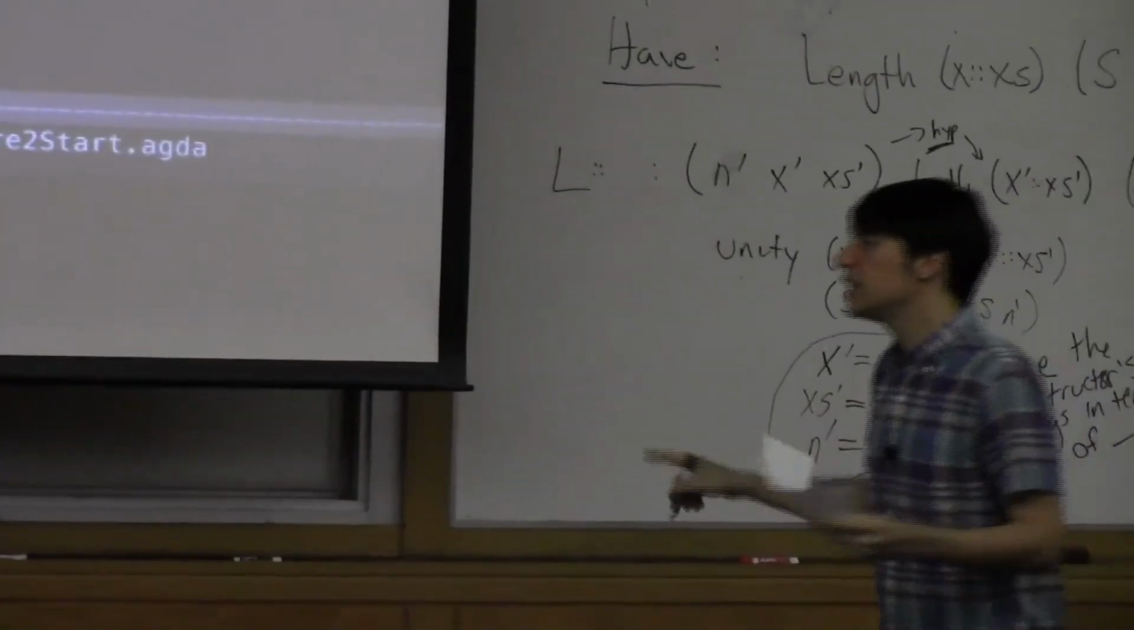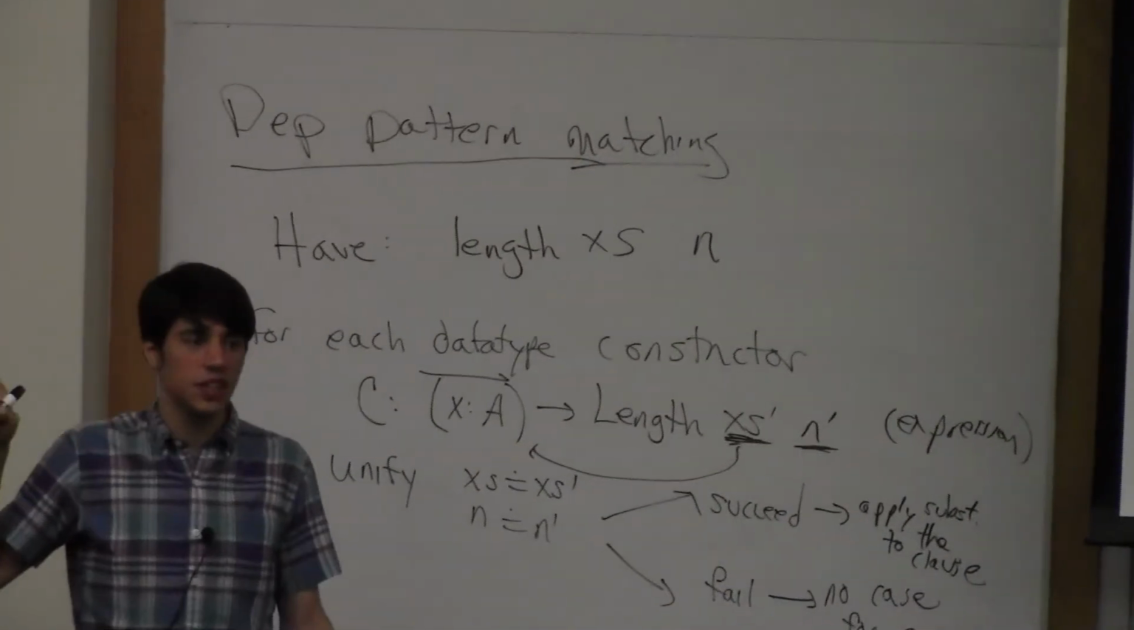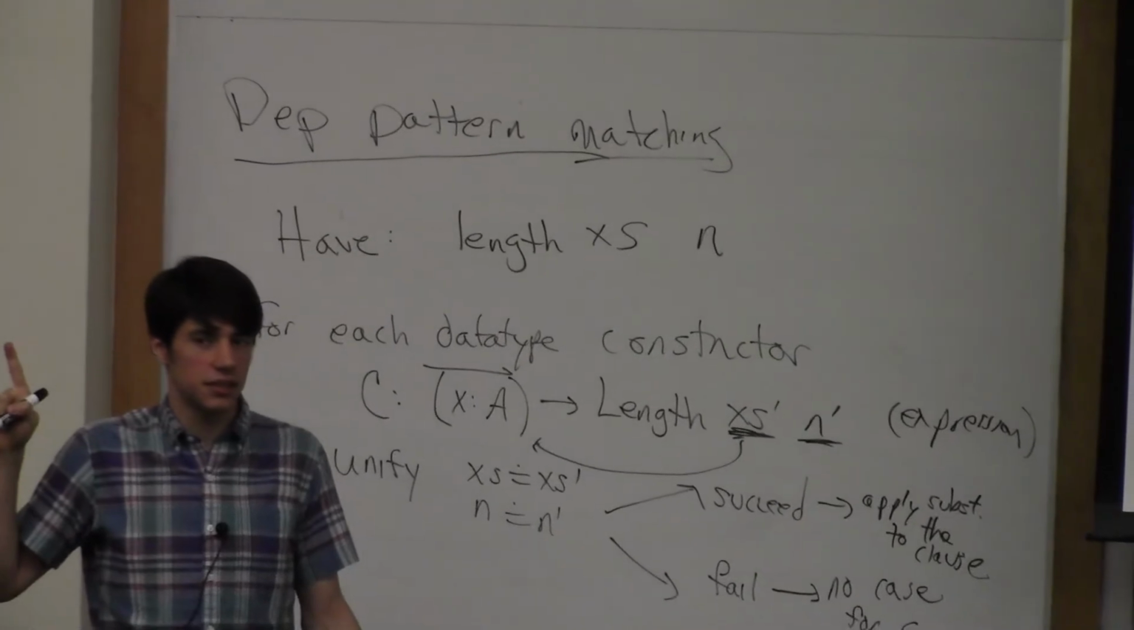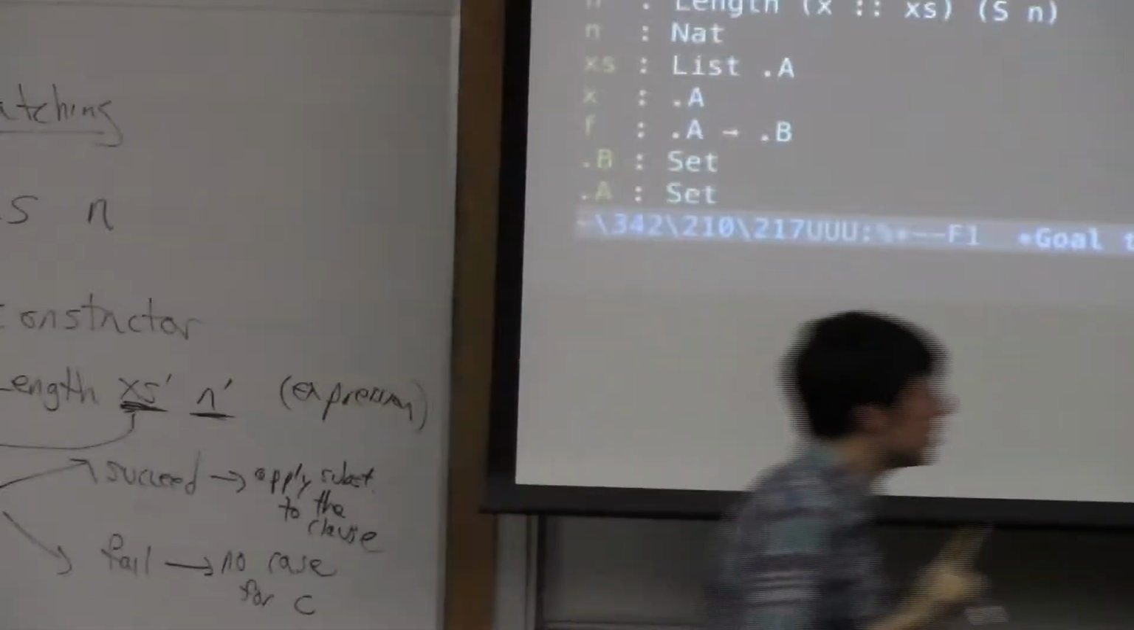So I mean L colon colon. So L colon colon here is the C that we're talking about, right? So for each C, I'm doing the case for L colon colon. Okay? Does that make sense?